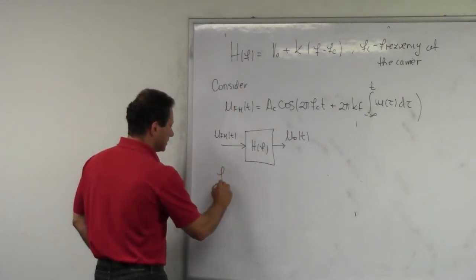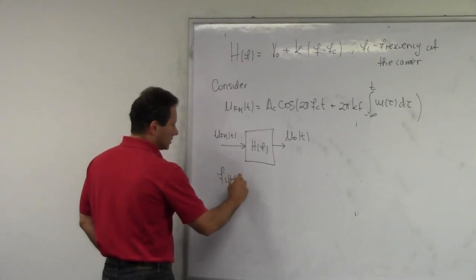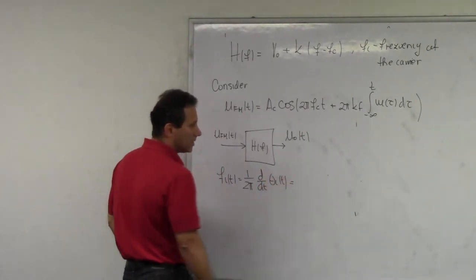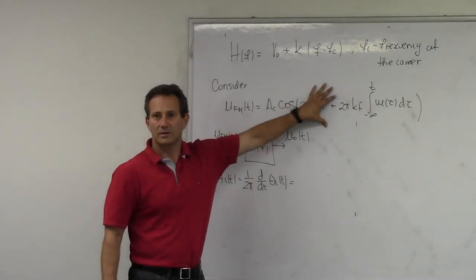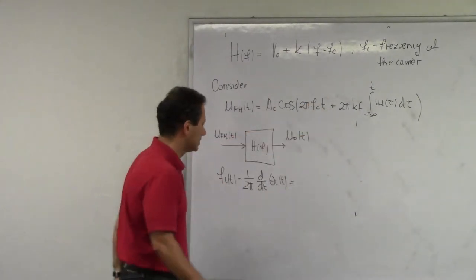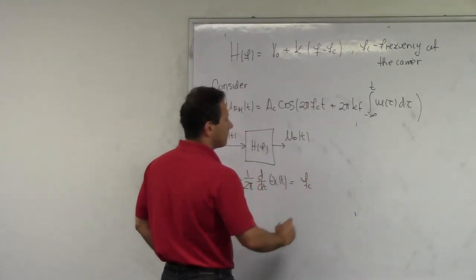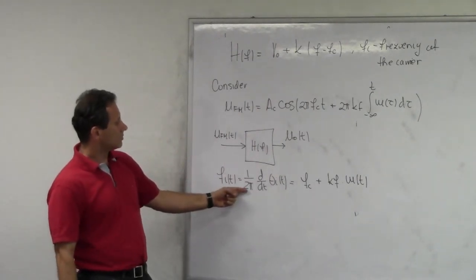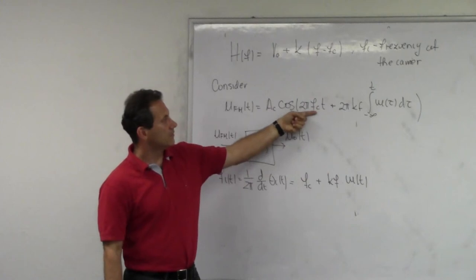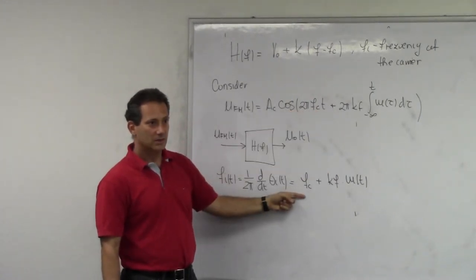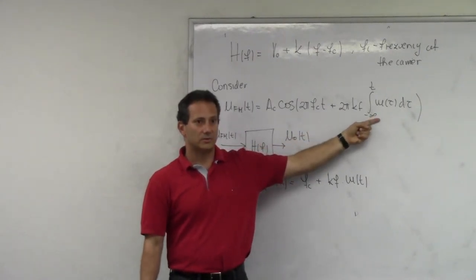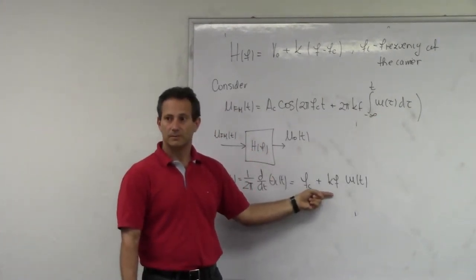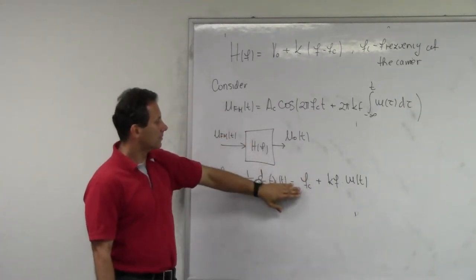Now, what is the instantaneous frequency here? It's 1 over 2π d/dt of the instantaneous phase. But what is the instantaneous phase here? Whatever I have under the cosine, that's the instantaneous angle, the instantaneous phase. So the instantaneous frequency here is f_c plus k_f times m(t). Do you all see that? The 1 over 2π and 2π cancel. The derivative of f_c t with respect to t is just f_c. The derivative of k_f times this integral with respect to t is k_f times m(t). So that's my instantaneous frequency. Did you follow? We did that a few lectures ago as well.